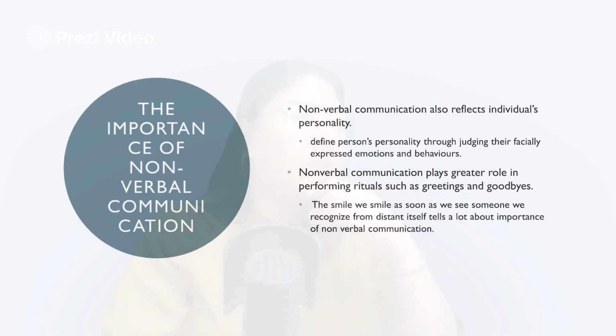Sometimes when you wave, you would like to say hi. Sometimes a wave can explain that you are actually saying goodbye, you are having another class and you are on the go, all right. The smile, we smile as soon as we see someone we recognize from a distance. Distance itself tells a lot about the importance of non-verbal communication. Yeah, definitely. Wave, smile, all right. And when you are sad, for example, we can feel the emotion because your face shows that you are sad on that particular day.